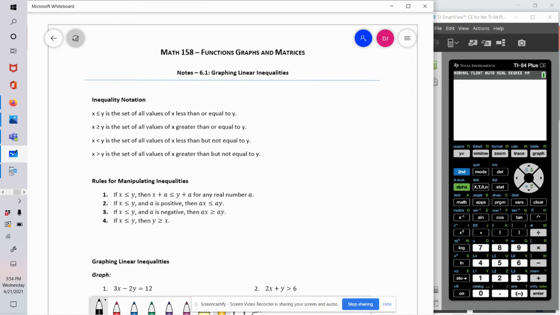Okay, welcome to Math 158, Functions, Graphs, and Matrices. This is our section 6.1. We're going to talk about graphing linear inequalities.